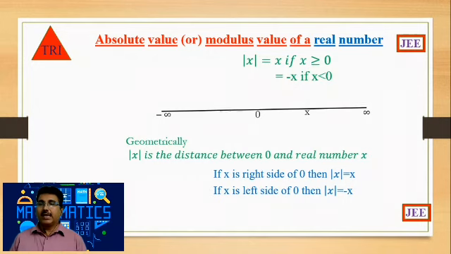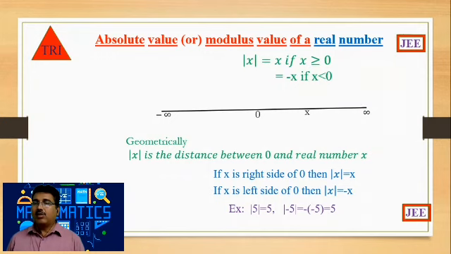See one example: mod 5 is equal to 5, since 5 is on the right side of 0 on the real line. But minus 5 is on the left side of 0 on the real line, so the modulus of minus 5 is equal to minus of minus 5, that is equal to 5. This is the way of working with mod x.